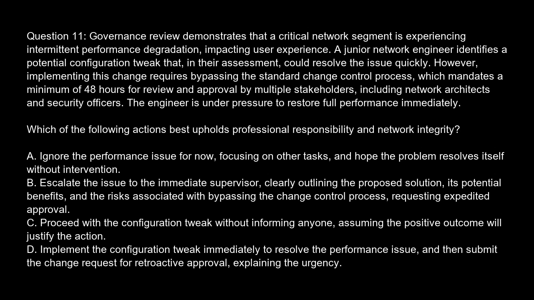Which of the following actions best upholds professional responsibility and network integrity? Option A. Ignore the performance issue for now, focusing on other tasks, and hope the problem resolves itself without intervention. Option B. Escalate the issue to the immediate supervisor, clearly outlining the proposed solution, its potential benefits, and the risks associated with bypassing the change control process, requesting expedited approval. Option C. Proceed with the configuration tweak without informing anyone, assuming the positive outcome will justify the action. Option D. Implement the configuration tweak immediately to resolve the performance issue, and then submit the change request for retroactive approval, explaining the urgency.